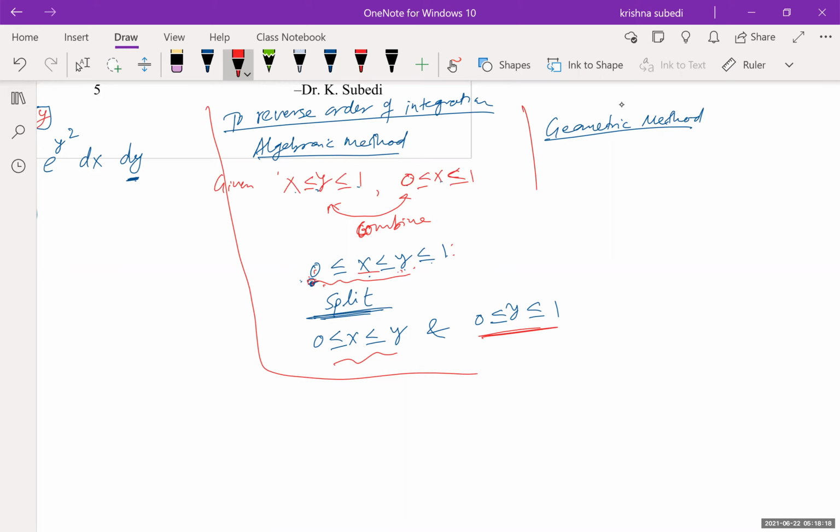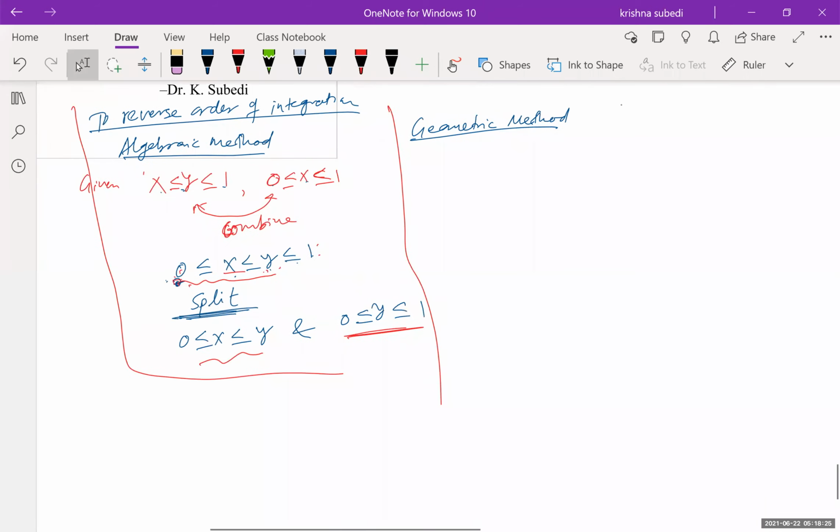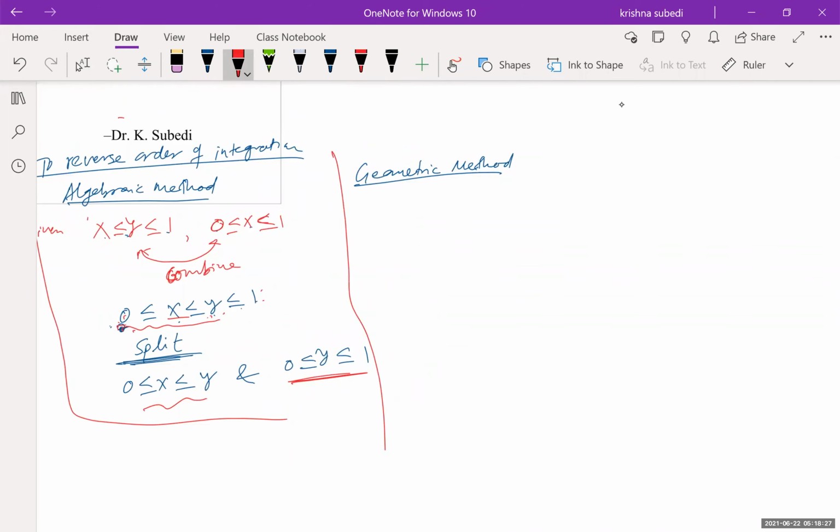Now, if you want to do the same thing, what is going on here in the algebraic method? Let us look at that geometrically, okay? To look at this geometrically, let me just copy the region of integration. The given limit here is y from x to 1 and x from 0 to 1. Let us draw the graph of this. Here, your boundary line is y equals x to y equals 1. That's what it means. So let us draw the graph.